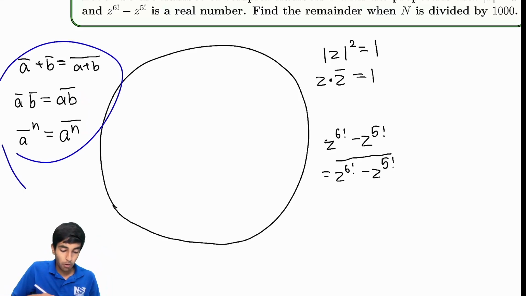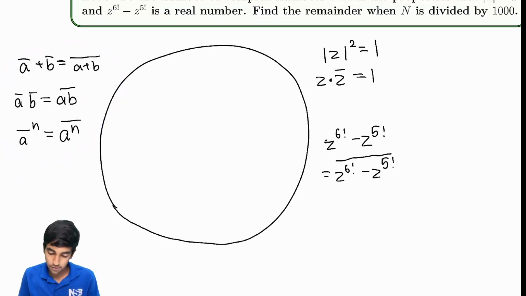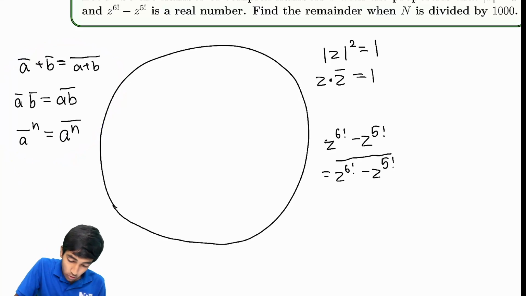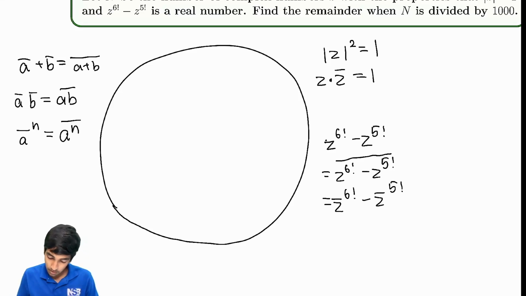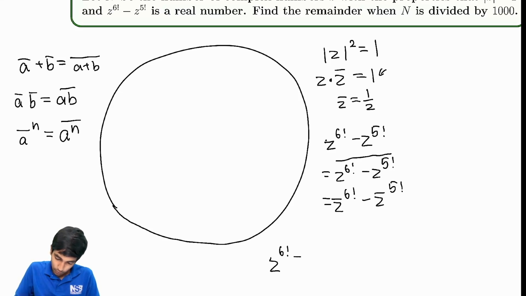These are some really useful properties about conjugates. They're not that difficult to derive. You can do that on your own if you would like. But using them, we get that this z conjugate to the power of 6 factorial minus z conjugate to the power of 5 factorial has to equal the thing above. But then, aha, z conjugate is just 1 over z by this. So now from here, we just say, okay, z to the 6 factorial minus z to the 5 factorial equals 1 over z to the 6 factorial minus 1 over z to the 5 factorial.